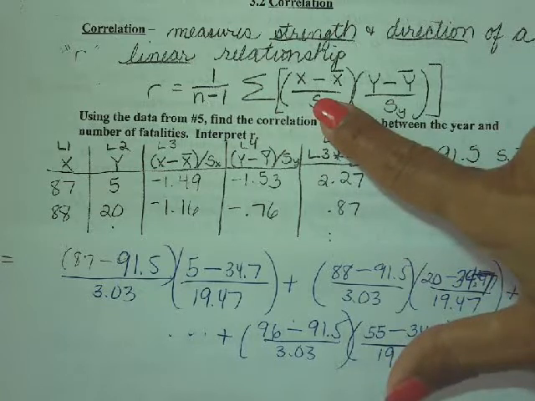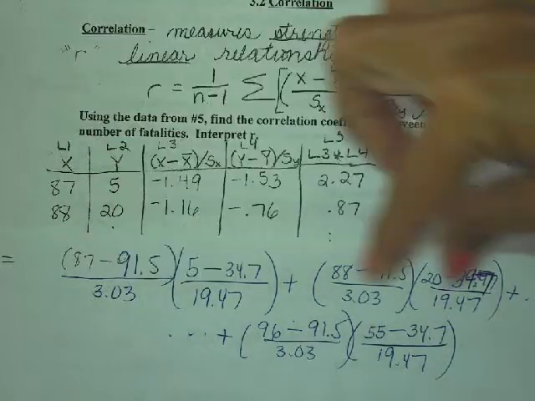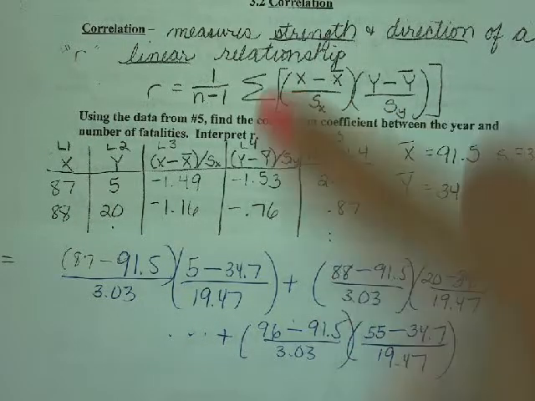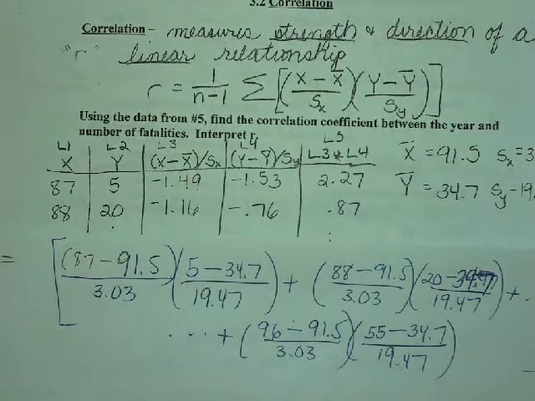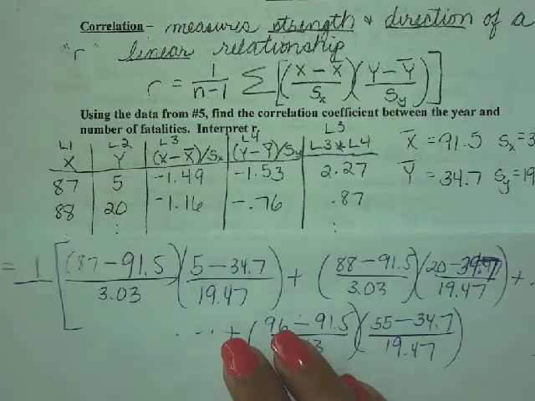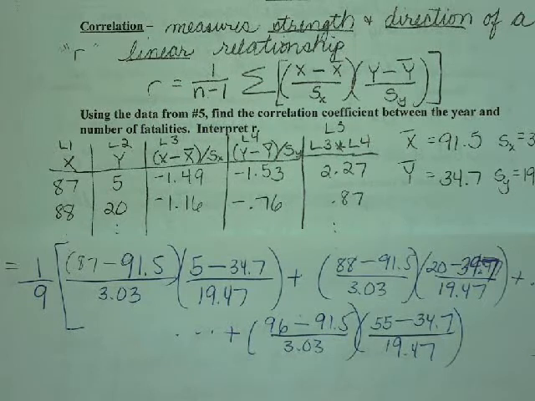Okay, so that's what this formula means. Find the z-score of the first x component, multiply it by the z-score of its corresponding y. You'll have a whole series of products, and the sigma means add them up. And once I get this all added up, I will multiply it by 1 over the number of data points minus 1. The number of data points was 10, so I would divide it by 9.